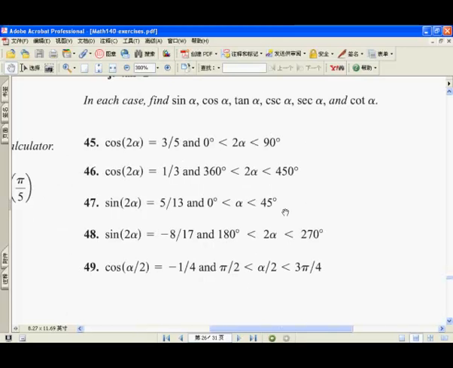Now let's look at section 4, page 543, and let's look at problem 48. We know sine of 2 alpha, and we also know the position of this 2 alpha. Then we need to find sine alpha, cosine alpha, tangent, cosecant, secant, and cotangent. Okay, we need to find those 6 trigonometric function values at alpha.